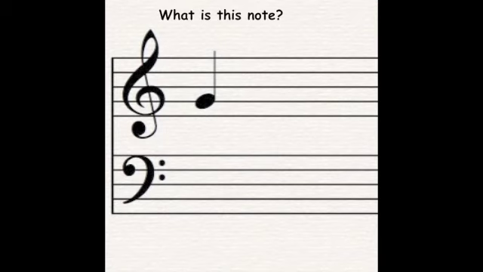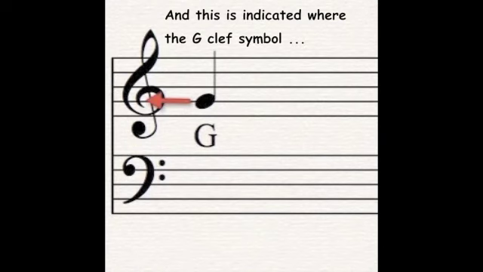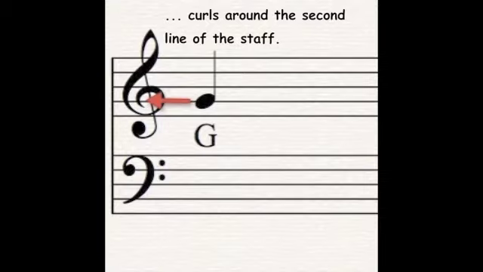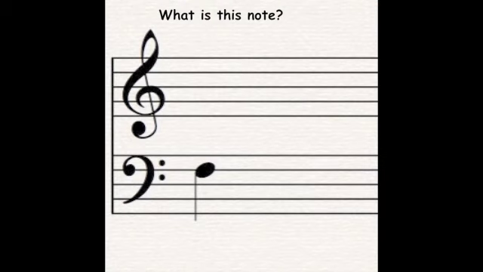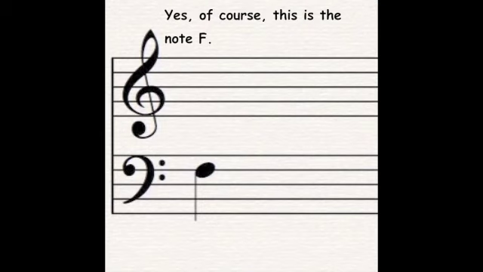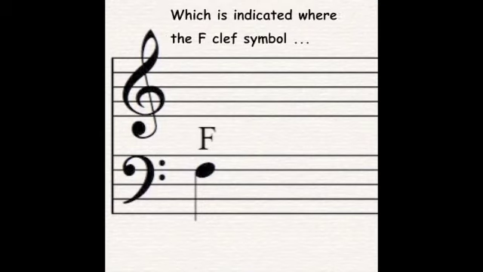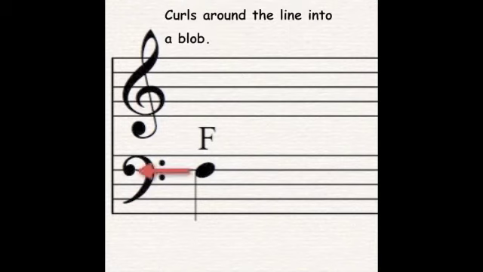What is this note? Yes, it is the note G. And this is indicated where the G clef symbol curls around the second line of the staff. What is this note? Yes, of course, this is the note F, which is indicated where the F clef symbol curls around the line into a blob.